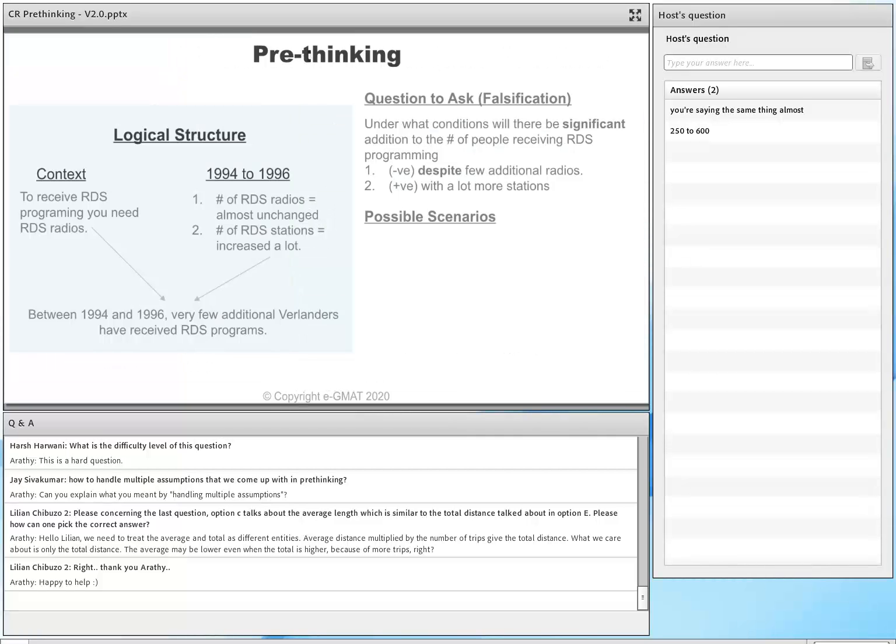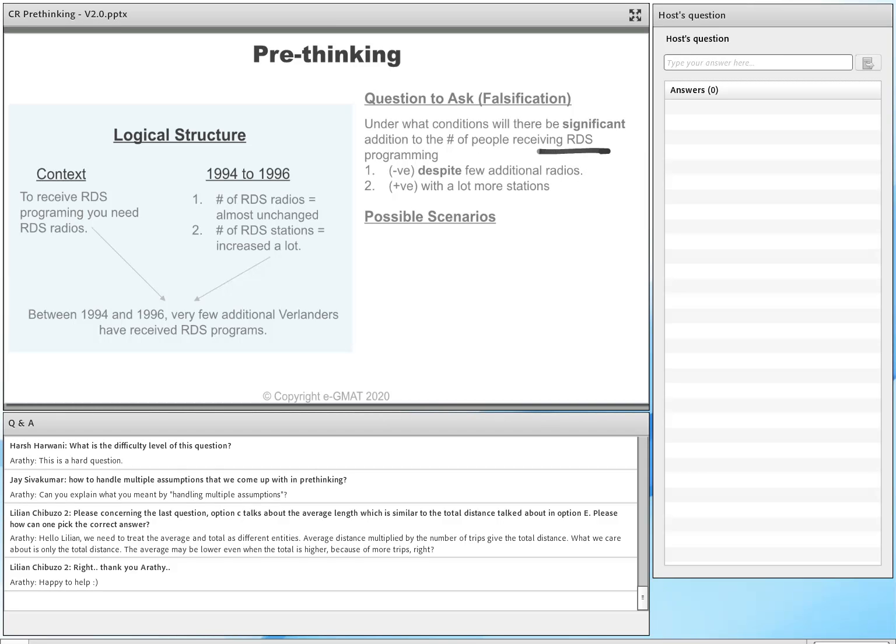Okay. So here is my falsification question. Under what conditions will there be a significant increase in the number of people receiving RDS programming? Remember, I'm breaking my conclusion. Given that I have very few additional radios, given that I have a lot more stations, what are the scenarios in which my conclusion will break down? Can you come up with some scenarios?